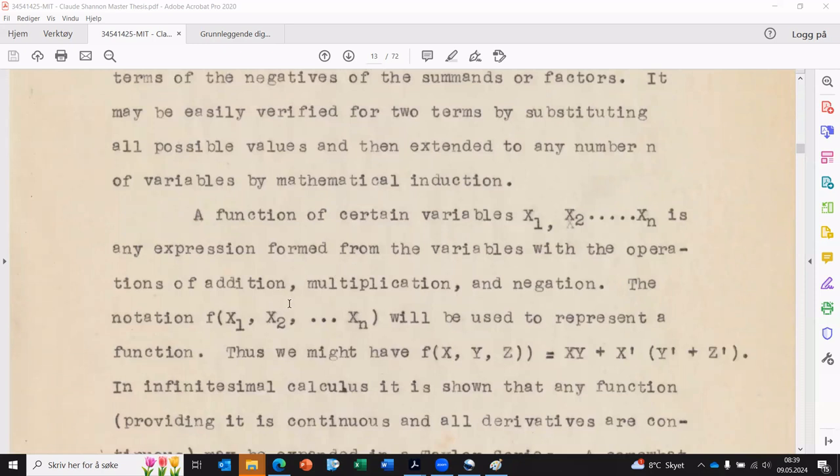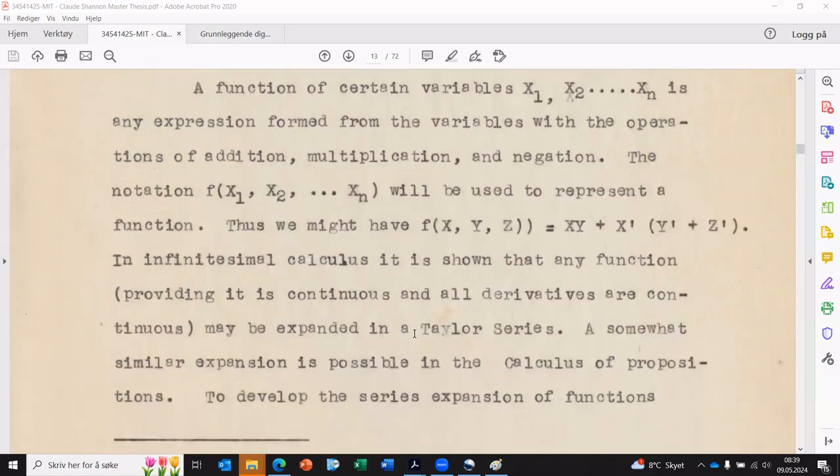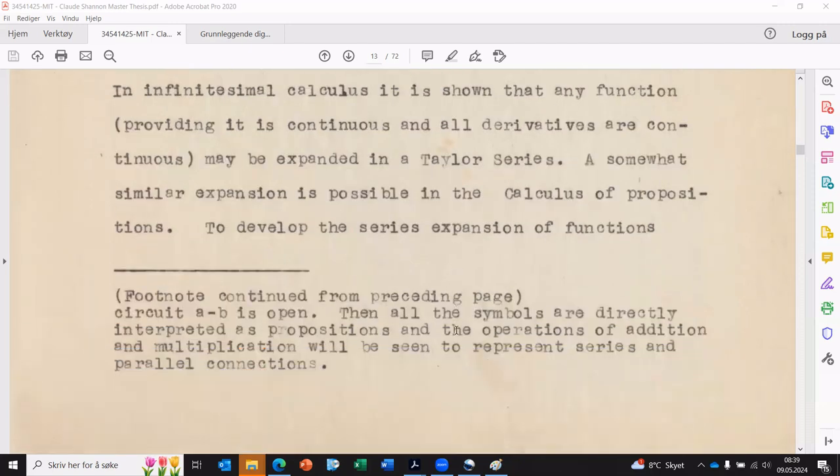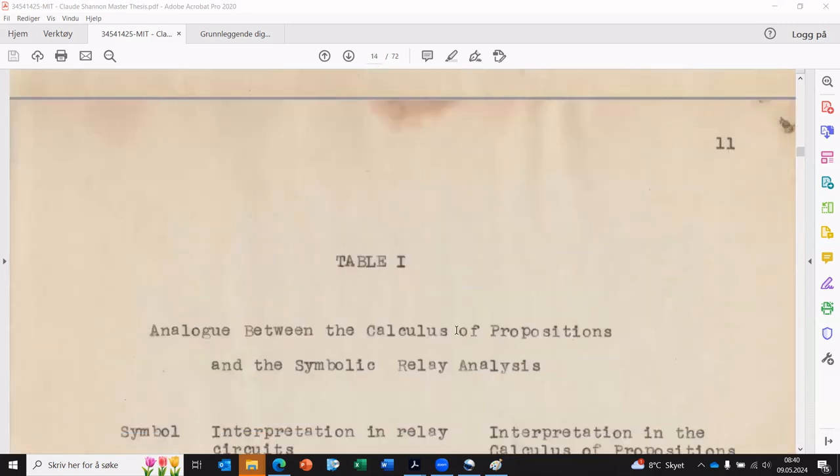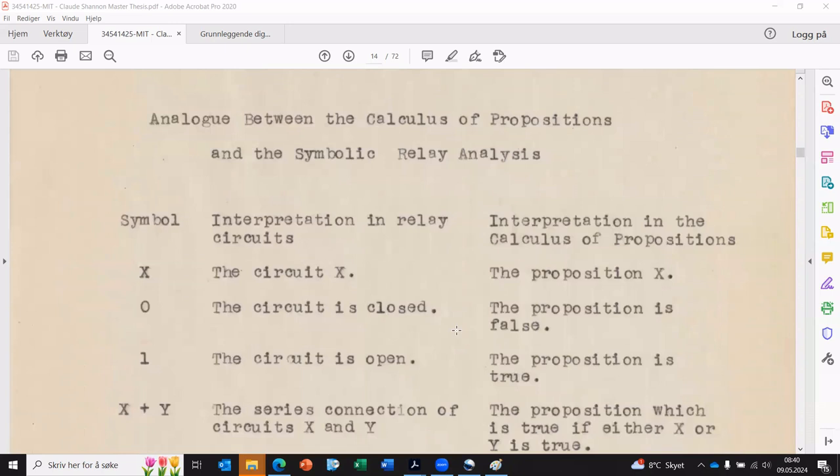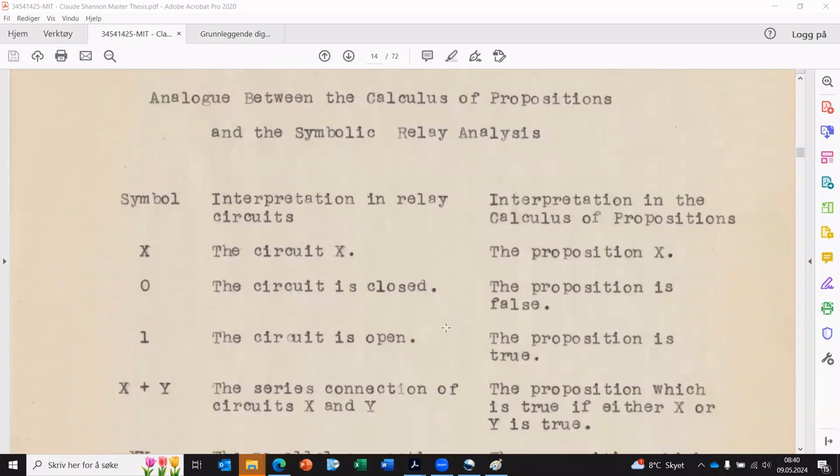And then he has this truth table. It comes here with the function, this function here equals something. And he is talking about Taylor series. I've never seen that, but anyway. Here are the analogs between the calculus of propositions and this symbolic relay analysis that he has been doing.